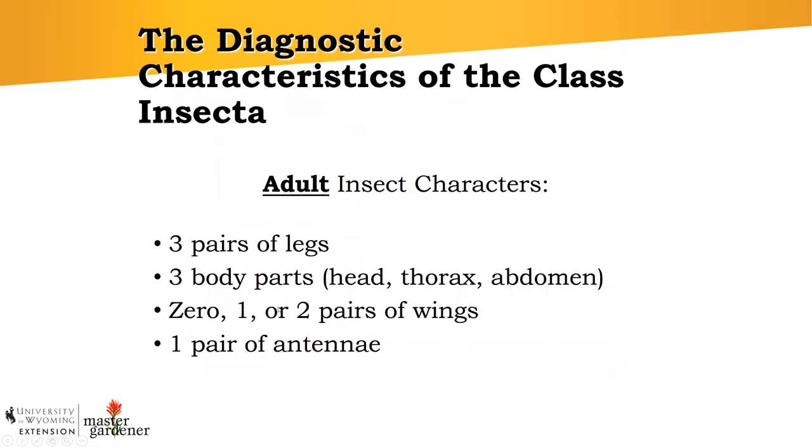We already talked about the characteristics of adult insects. I think maybe I didn't mention the wings. Wings are very important for placing insects into their correct order, so I'll explain that as we go along. Adult insects can have 0, 1, or 2 pairs of wings. Some things like fleas or bed bugs no longer need wings. Wings would just get in their way. Other things like true flies, the order Diptera, only have 1 pair of wings. And then most other insects have 2 pairs of wings.